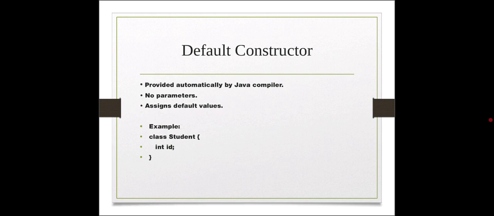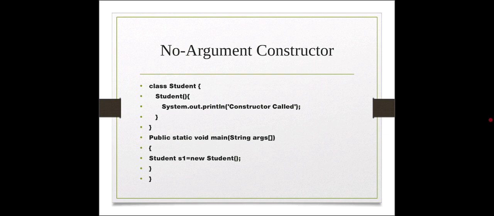The default constructor is provided automatically by the Java compiler. It has no parameter, so it assigns the default value. No argument constructor means you are not passing any value to the constructor. In this program, Student is a class, so Student() is a constructor. Inside the constructor I have printed a line, "Constructor called".